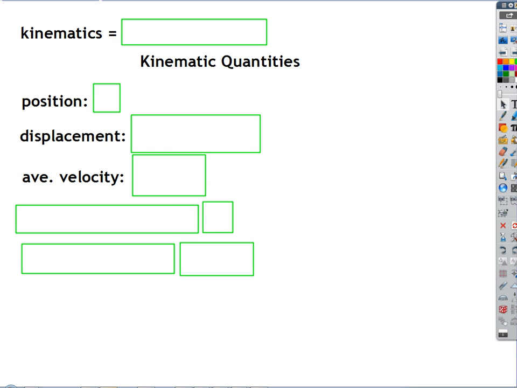All right, so kinematics. We started talking about kinematics a little bit yesterday. Let's quickly just define that word.